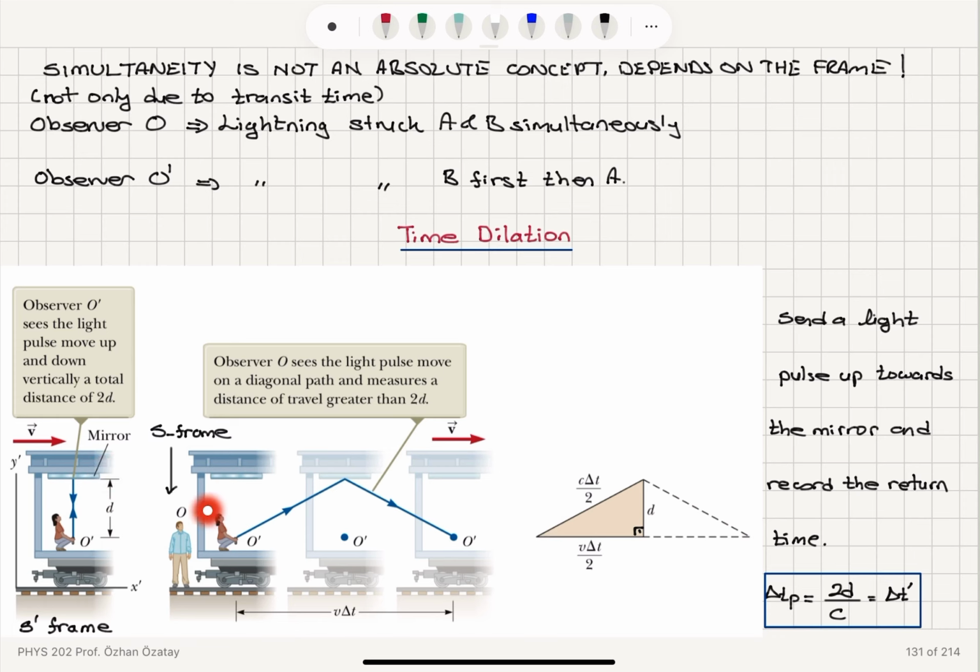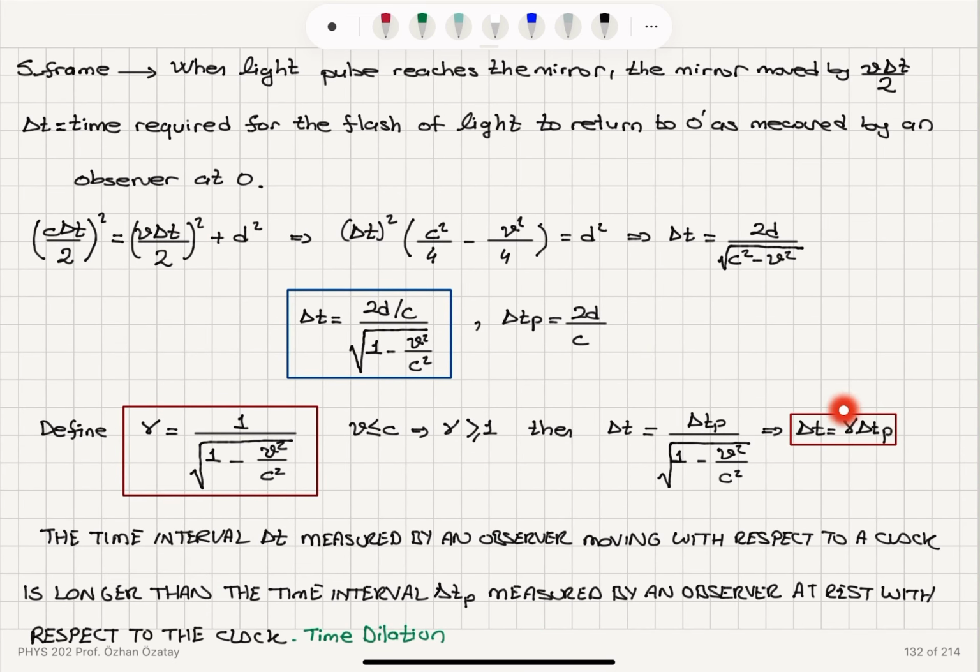From the reference frame at rest, the S frame point of view, the time interval is determined by this right triangle here, and it's based on the fact that the speed of light is the same as measured by the S' observer. The S frame observer says the speed of light is the same because of Einstein's postulate, the constancy of the speed of light. We have this right triangle, and this tells us that delta t is delta Tp multiplied by gamma.